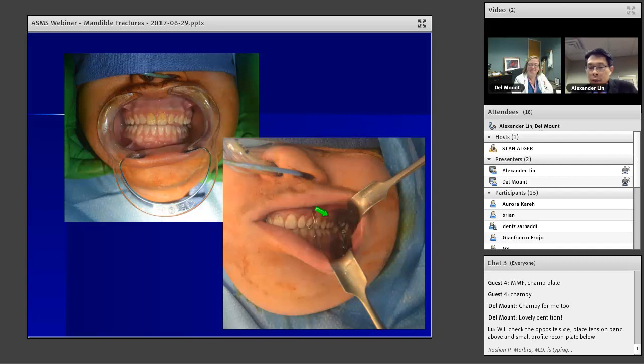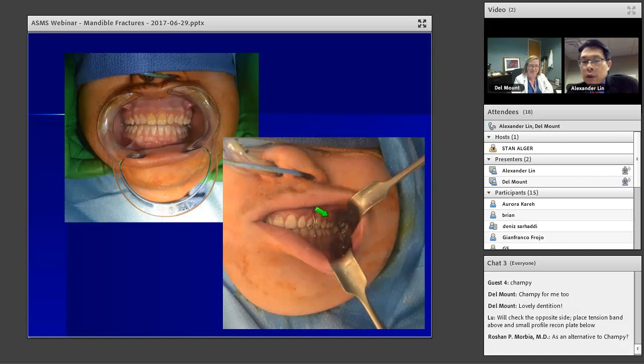I know what they mean. They're saying, alternatively to a Champy plate, could we put a band above and a band below? And Roshan said that too. That's what they mean. Yeah, I think you could do that. But a Champy plate is so easy, and this fracture is so reasonably aligned that I think that's fine. I'm not sure what the check on the opposite side means, but.